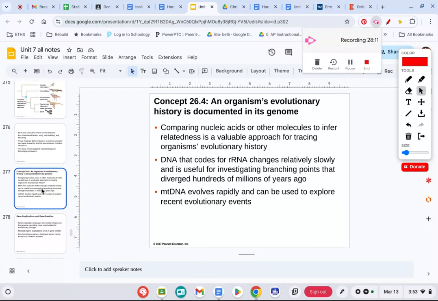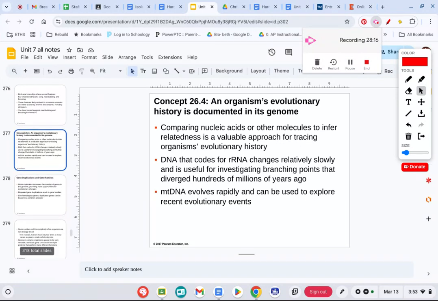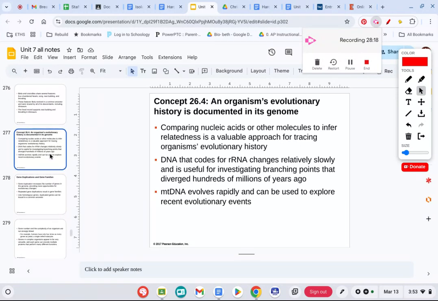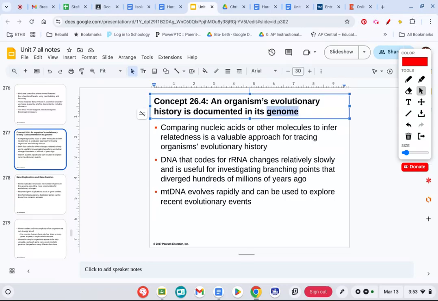Okay, so far we've been talking about structures, homologous structures, and similarities in morphologies. But we can also look at genetic information. We can look at an organism's genome. We can compare their nucleic acids. We can compare their amino acids, their proteins, and start to trace back an evolutionary history there as well.